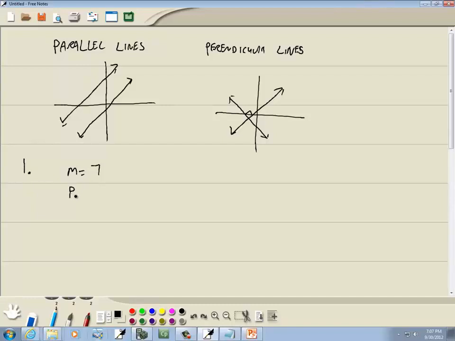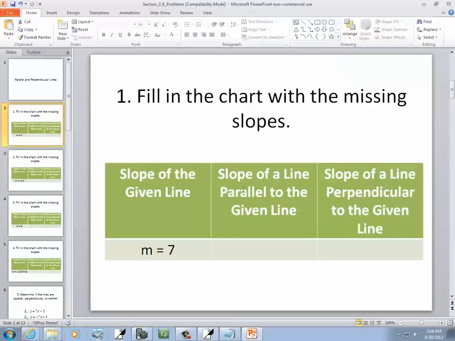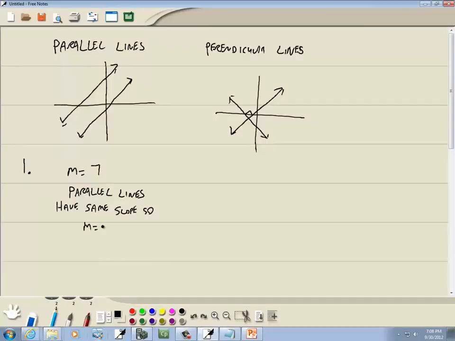Now parallel lines have the same slope. So this first part here, find the slope of a line parallel to the given line. Well, that's just going to be m is equal to 7, because parallel lines have the same slope.